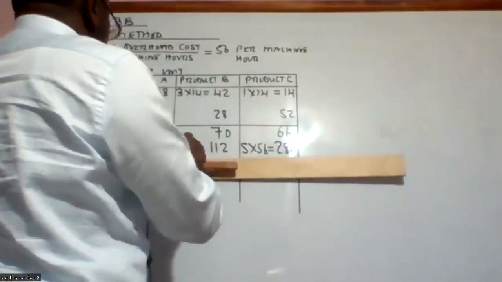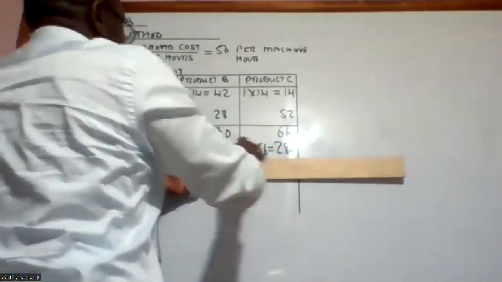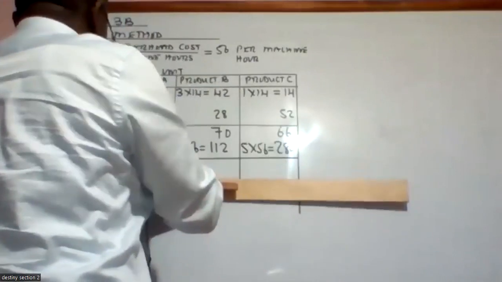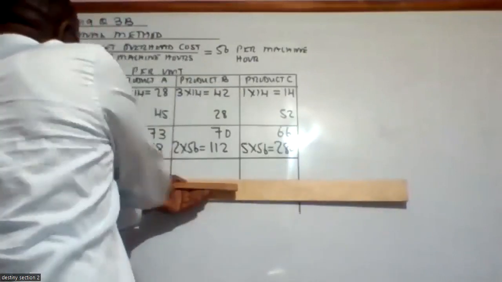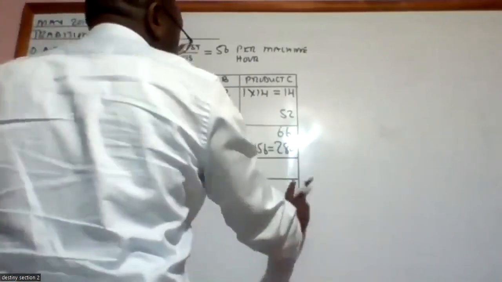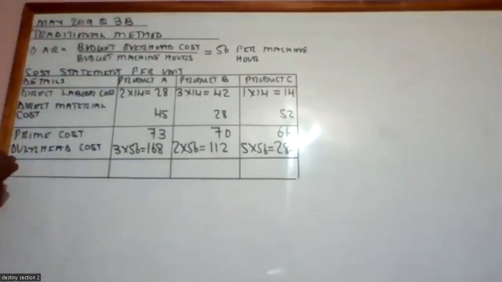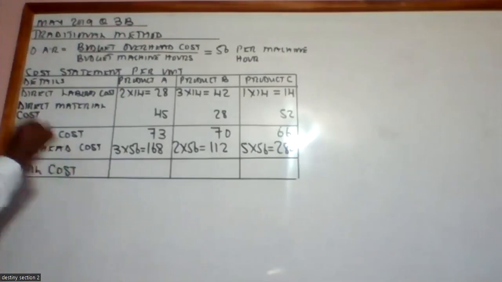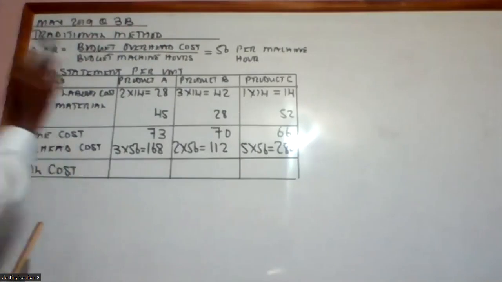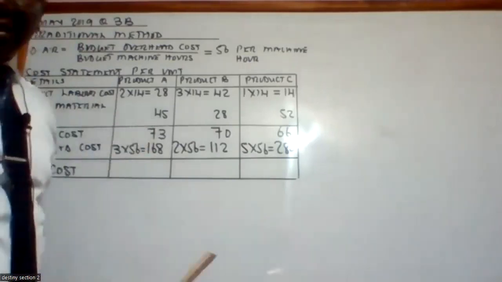So with that now, we get a figure called total costs. So total costs: 73 plus 168.